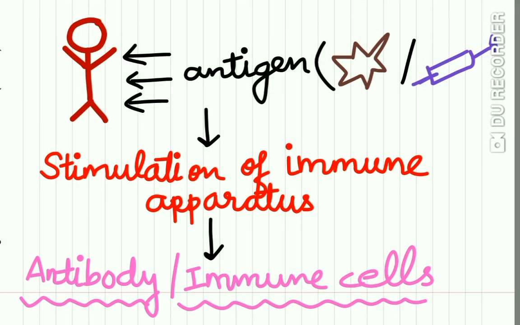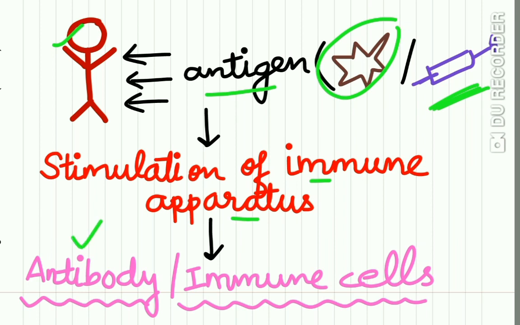When this individual comes in contact with an antigen, this antigen may be in the form of any natural infection or in the form of any vaccine. Then there is stimulation of the immune apparatus in this individual, and there is formation of either antibodies in the individual's body against these antigens, or there may be activation of the immune cells in the body against these antigens.